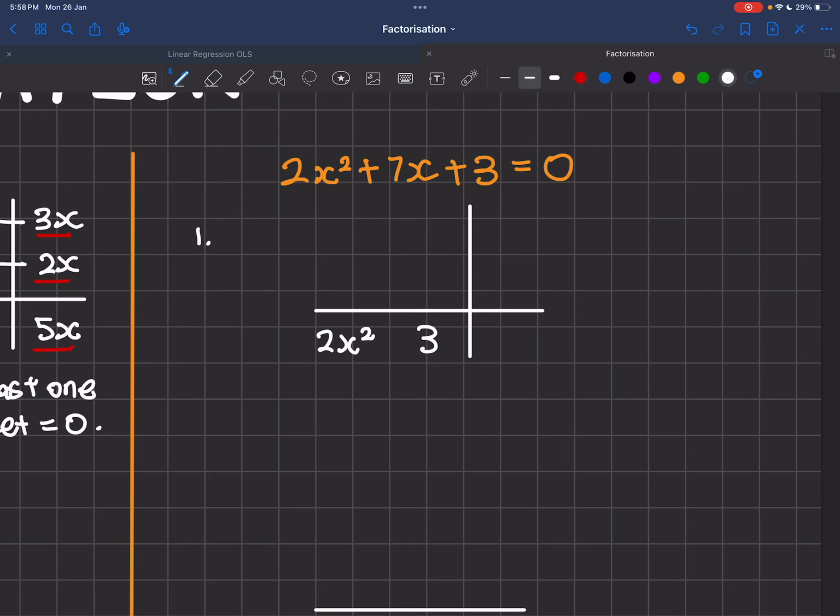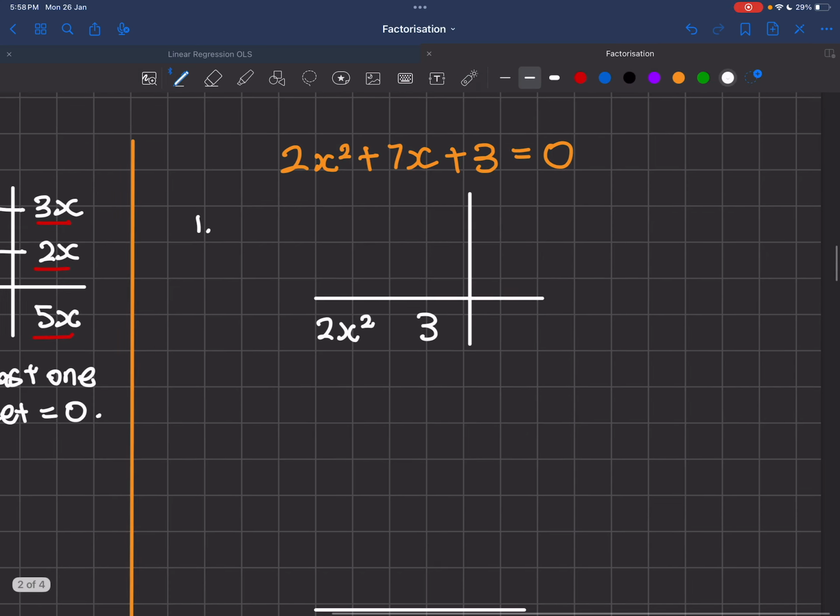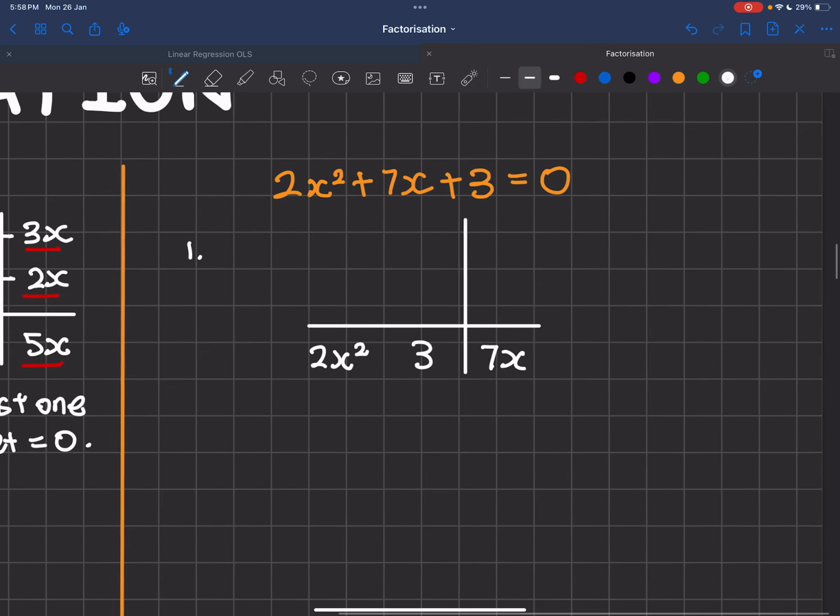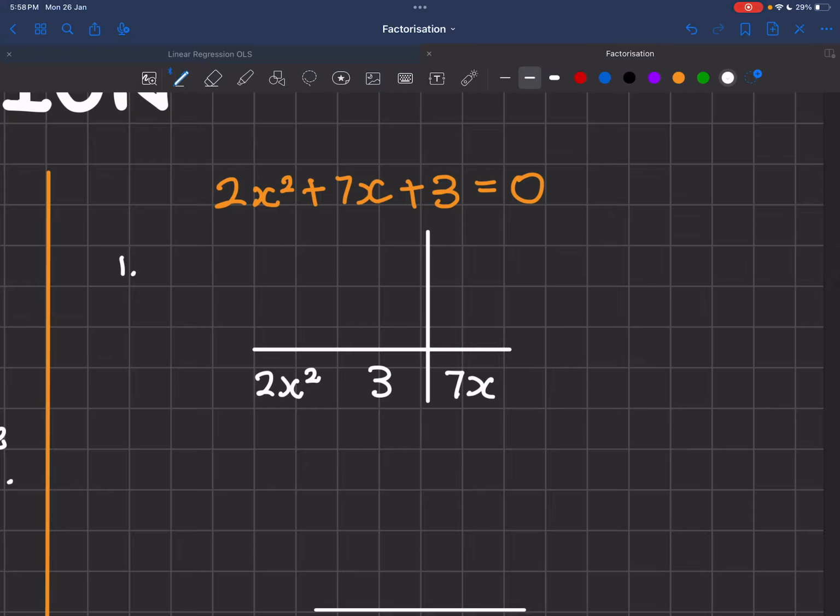We put our 3, and we put here our 7x. So far, so good. So let's do this now. 2x, how can it be made 2x squared? It can be x times 2x, right? X times 2x is 2x squared.